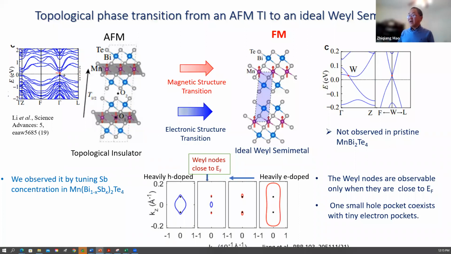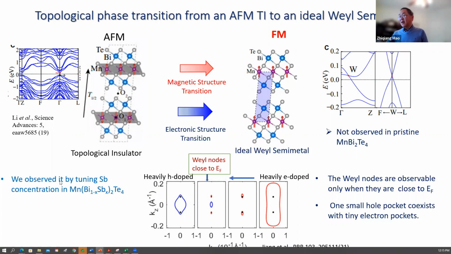So to observe that, we need to move the Fermi level to the Weyl nodes, as shown here. So we need to reduce the electron doping. Actually, the Weyl node is close to the Fermi level at a slightly hole doping now.